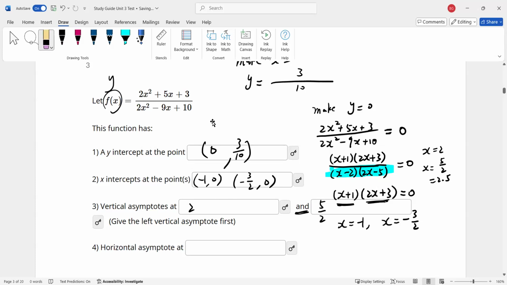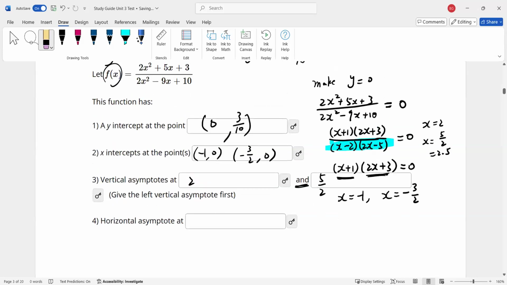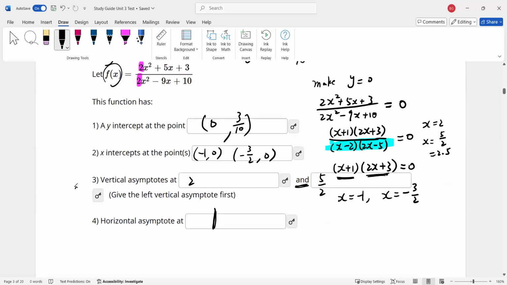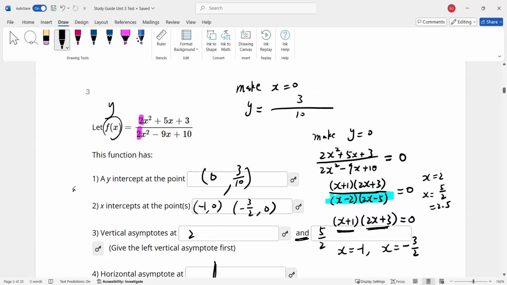Part 4. We need to find a horizontal asymptote. To find a horizontal asymptote, look at the original form of the rational function. Numerator degree 2, denominator degree 2. So the horizontal asymptote is the quotient of the two leading coefficients, y equals 2/2, which is y equals 1. Again, pay attention to the form of the answer required by the question. This is the problem, a lot of information.